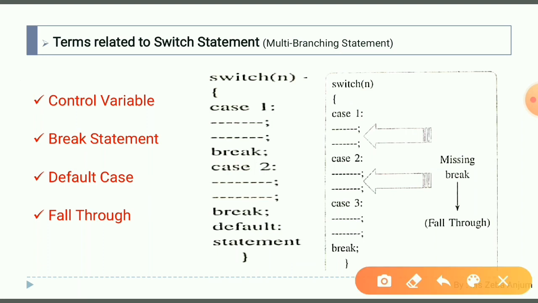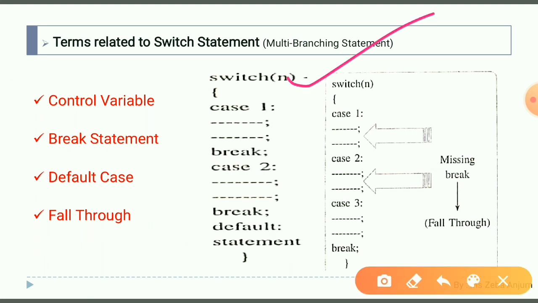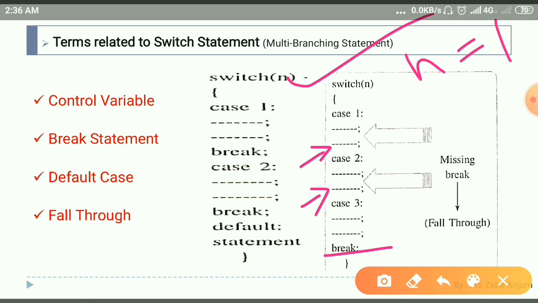Now see the last one, last term, that is your fall through. Basically it is again related to your second term, that is break statement. Now for this fall through, please focus on this thing. You are having a switch case 1 and you have not applied a break over there. Okay, case 2 again no break, case 3 and then break. And if the value of n is 1, then what will happen?